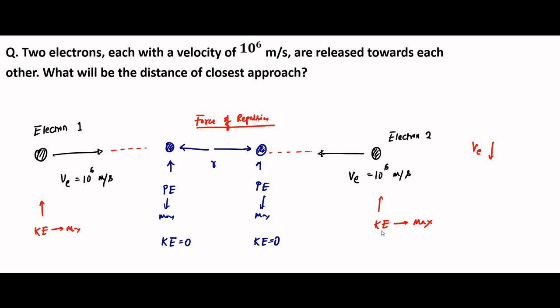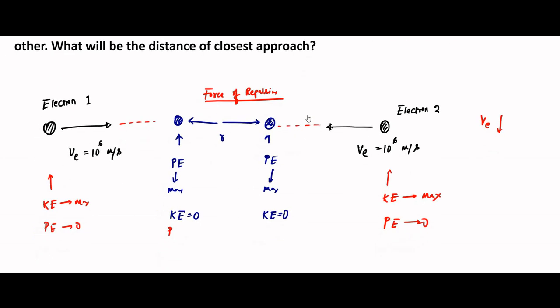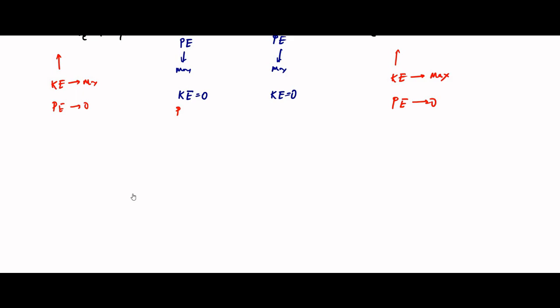At the start here the potential energy is 0. At the start only kinetic energy, when they stop only potential energy. Now we know, according to the principle of conservation of energy, at each and every point the sum of kinetic and potential energy will be constant for this two charge system.